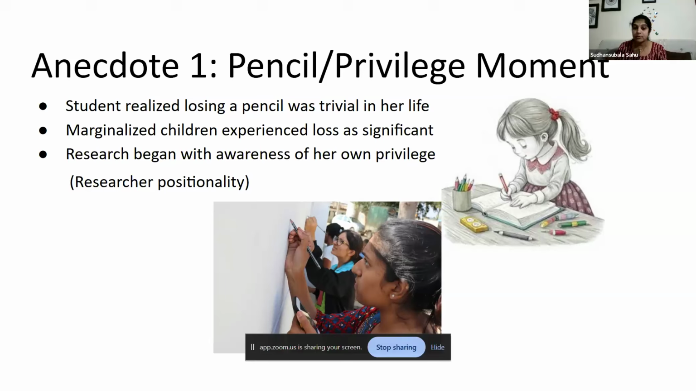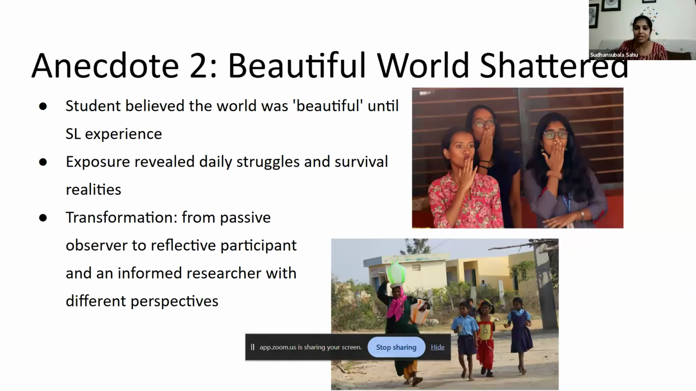Sometimes we try to teach researcher positionality to our students in a theory session, but there is no better way than this to make them understand what researcher positionality is all about. Similarly, some students mentioned how their beautiful world gets shattered when they see the daily struggles of people in the communities that they visit.